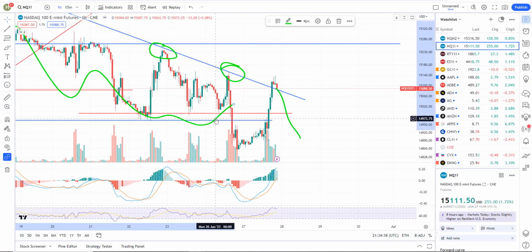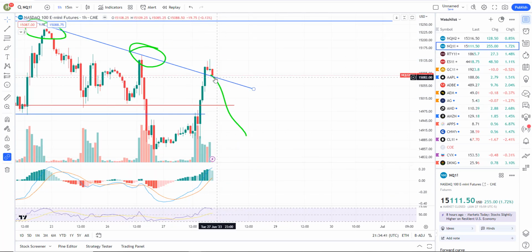I think that you can see basically that's not an impulsive breakout. It took pretty much all the energy today just to get up there. So I'm thinking that we basically fail here and roll over.